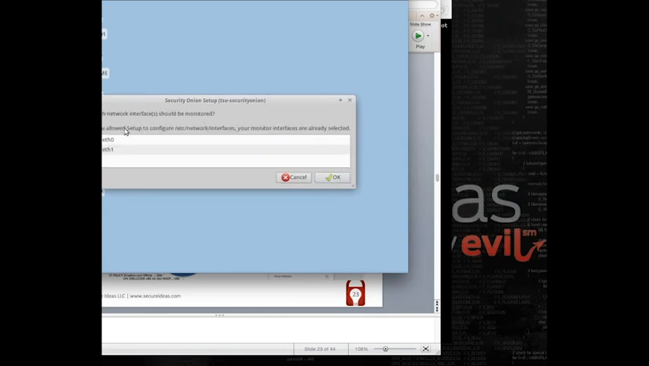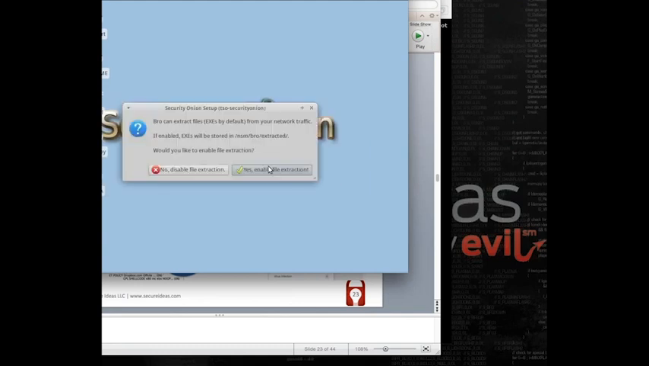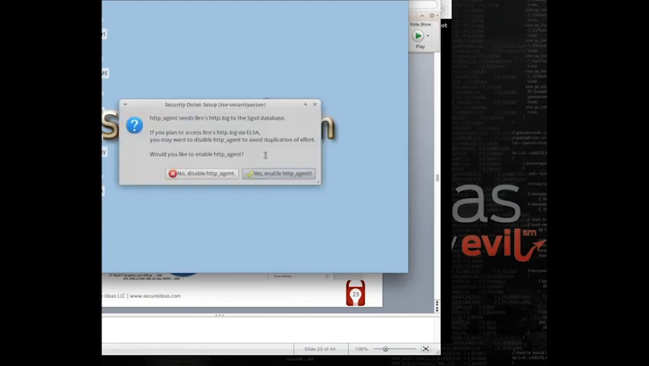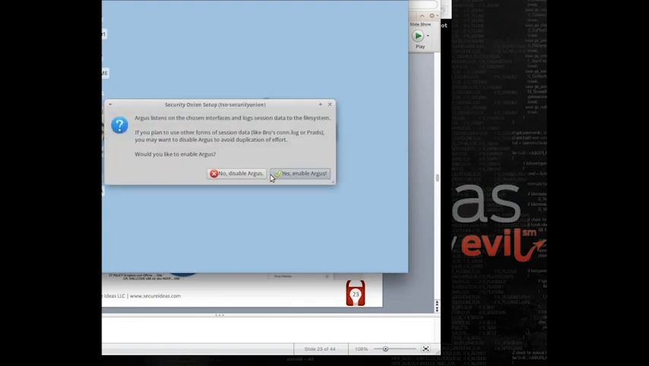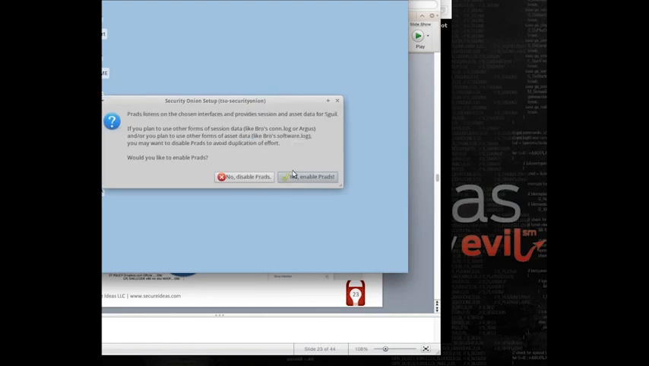Okay, here's one we want to pay attention to. Which network interface is the monitoring interface? Obviously ETH1, that's what we set up in the first place during our configuration steps. We're going to enable the IDS. We're going to enable Bro. We're going to enable the ability to pull EXEs out of our traffic. Enable the HTTP agent, Argus, to capture our session data, who's talking to who. PRADS for our passive asset discovery.